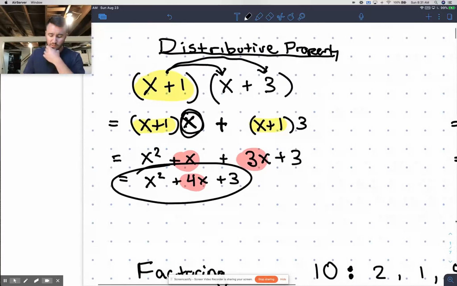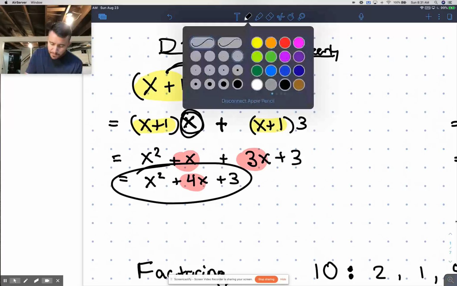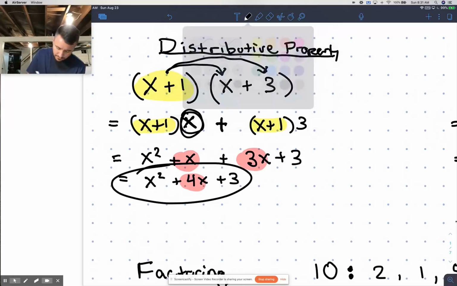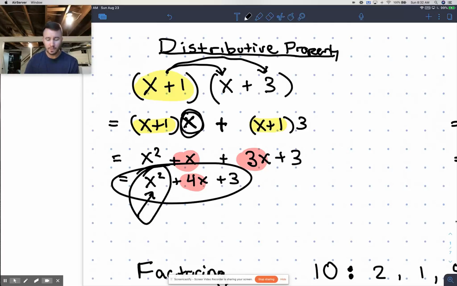Let's start with the first one for a minute. We started with x plus 1 times x plus 3, and we got x squared plus 4x plus 3. So the question is, where did this x to the second power come from? You'll notice that it came from, let me erase some of these highlights. That way it's easier to see. It came from these. The two first terms, x times x, gave you that x squared.